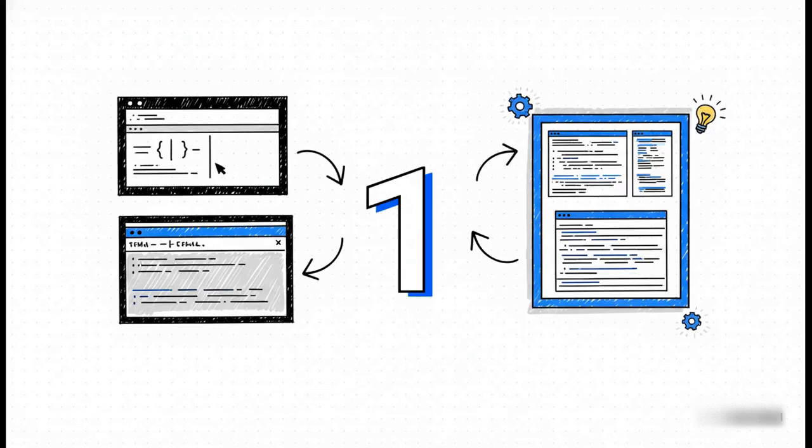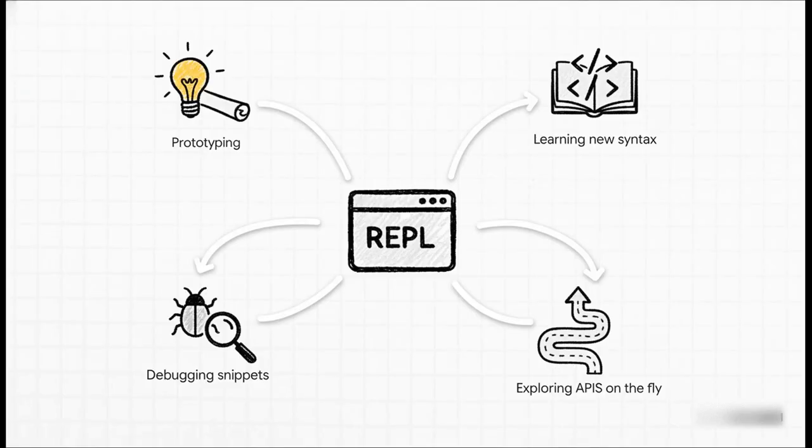And really, this all comes down to pure efficiency. You're not juggling a code editor and a terminal window anymore. Your entire feedback loop, the whole conversation, is happening in one single place. It keeps you focused and totally in the flow. So, this instant feedback loop unlocks some seriously powerful ways of working. It's absolutely perfect for quickly prototyping ideas, for learning new syntax without any real consequences, for debugging tiny little snippets of code before you stick them in your main app, and for exploring APIs on the fly.